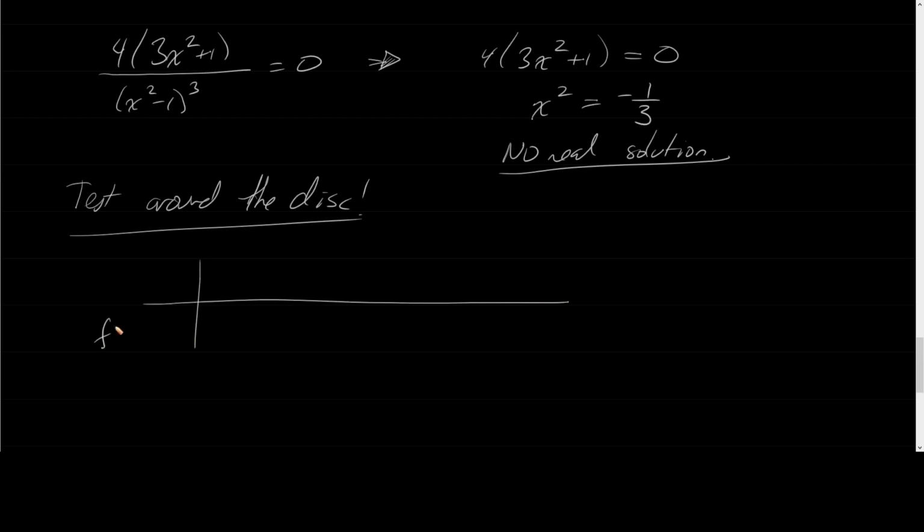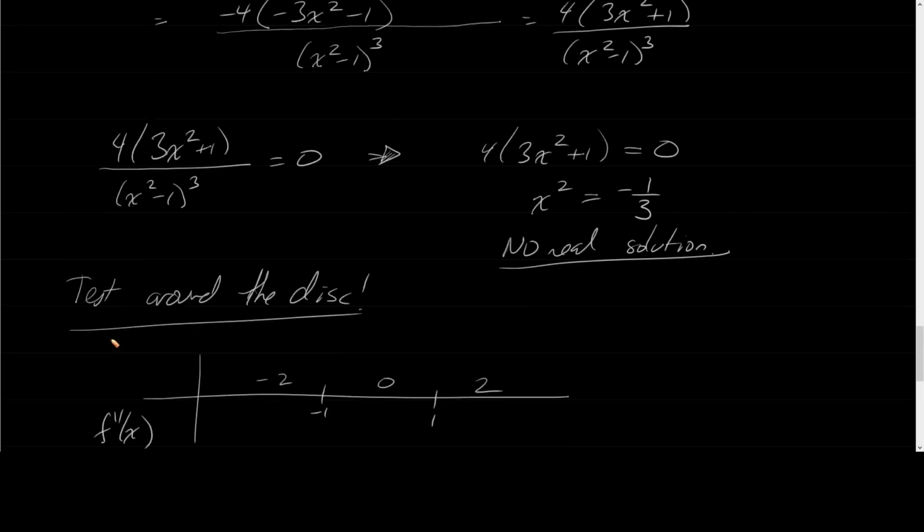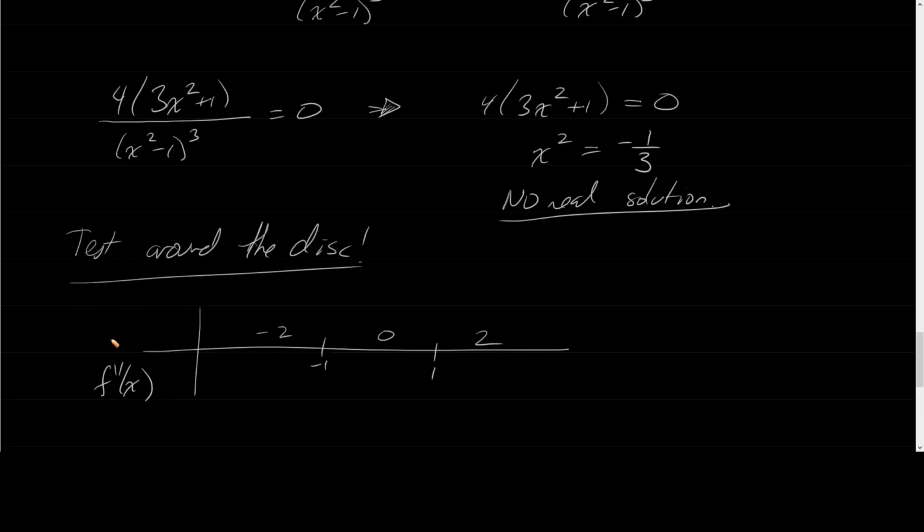So let's see what we have. I'm going to say this is f double prime of x. Now we're testing around negative 1 and 1. To the left of negative 1, I'll test negative 2. Between those, I'll test 0. And above that, I'll test positive 2. And we're testing it into the second derivative. So this was the second derivative right here, right? So let's see what happens.